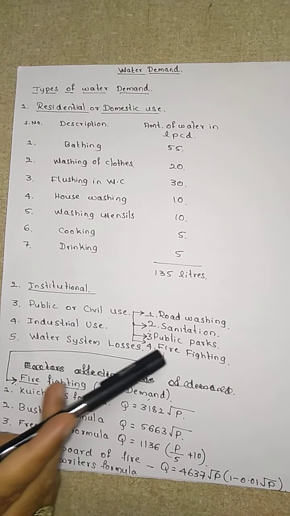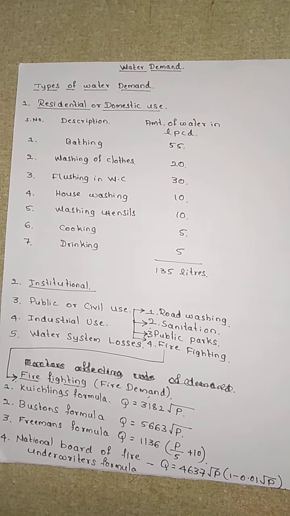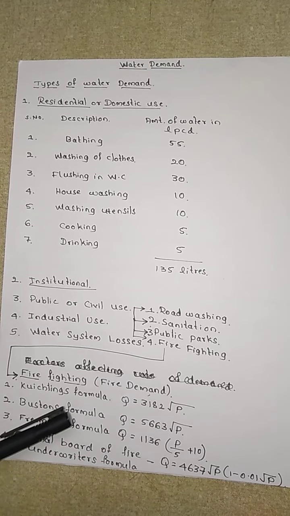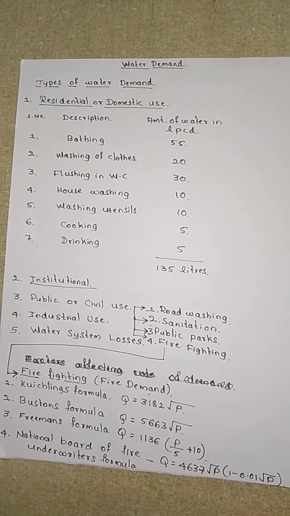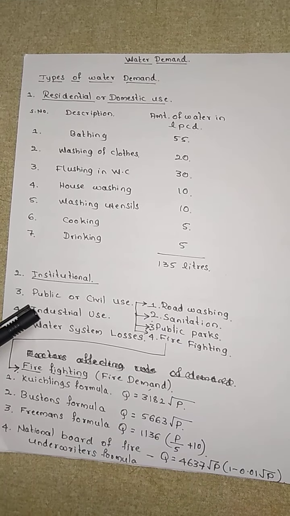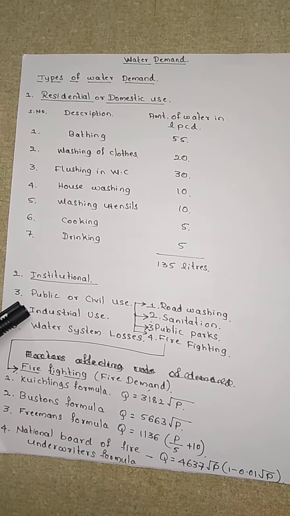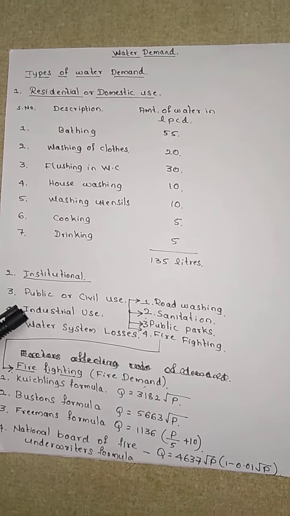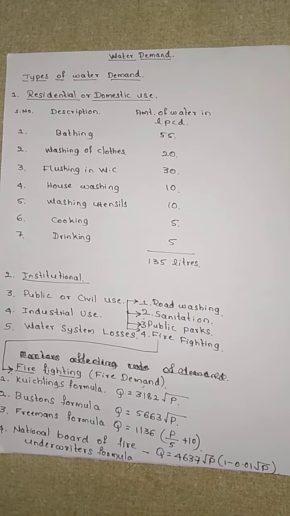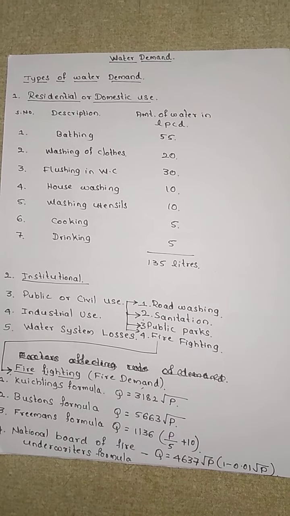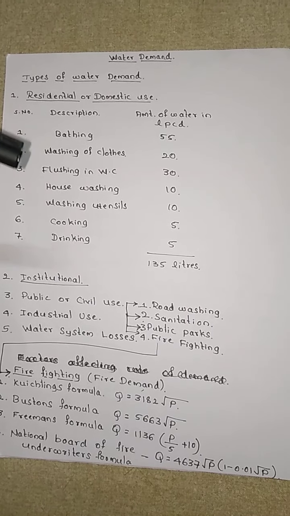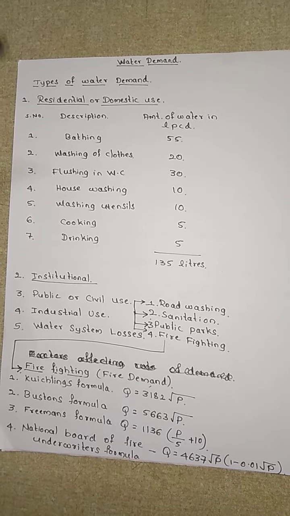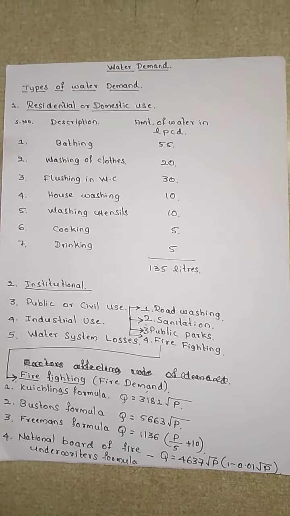Then on fire demand we are going to cover the different formulas that we are going to use here. Then we will see industrial use, and again there are tables which I have already covered in our theoretical classes. So I will just brief it: what is industrial use, what is institutional use, then what are the various water system losses. So this much we are going to cover, and if time is available then we will cover some of the other aspects also.